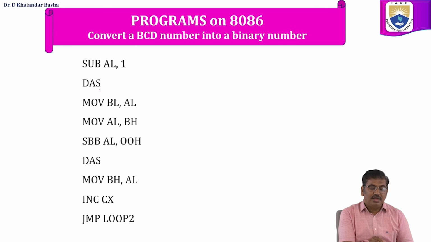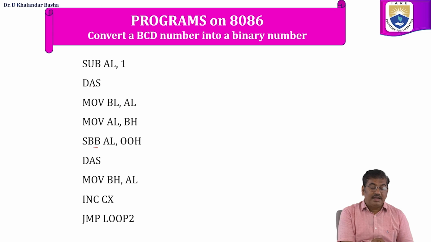After subtraction, the result in the AL register will be adjusted into unpacked BCD by using the instruction DAS, which is decimal adjust after subtraction. After every subtraction, we will check whether any borrow was taken. For that, we are going to use SBB AL, 00. This will subtract the carry flag. Suppose the carry flag is not set, then no conversion will happen.